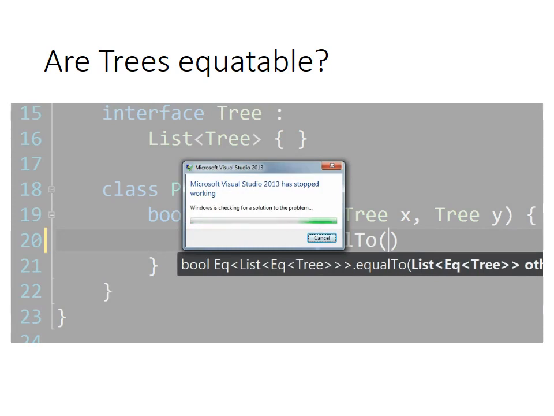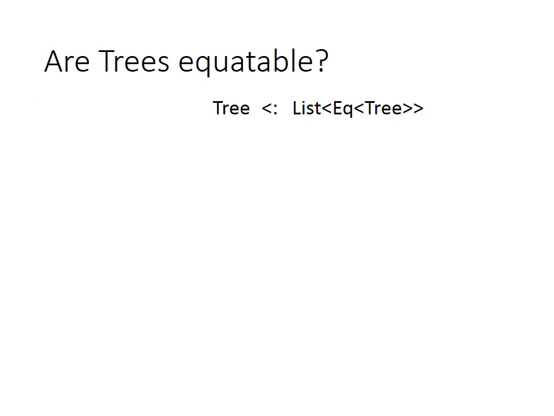Now why does it do that? Well, the expected argument type of the equal to method of a tree is list of EQ of tree. This is because tree inherits its equal to method from list of tree. But the argument that we gave it had a type tree, so we need to check whether that is a subtype of list of EQ of tree.